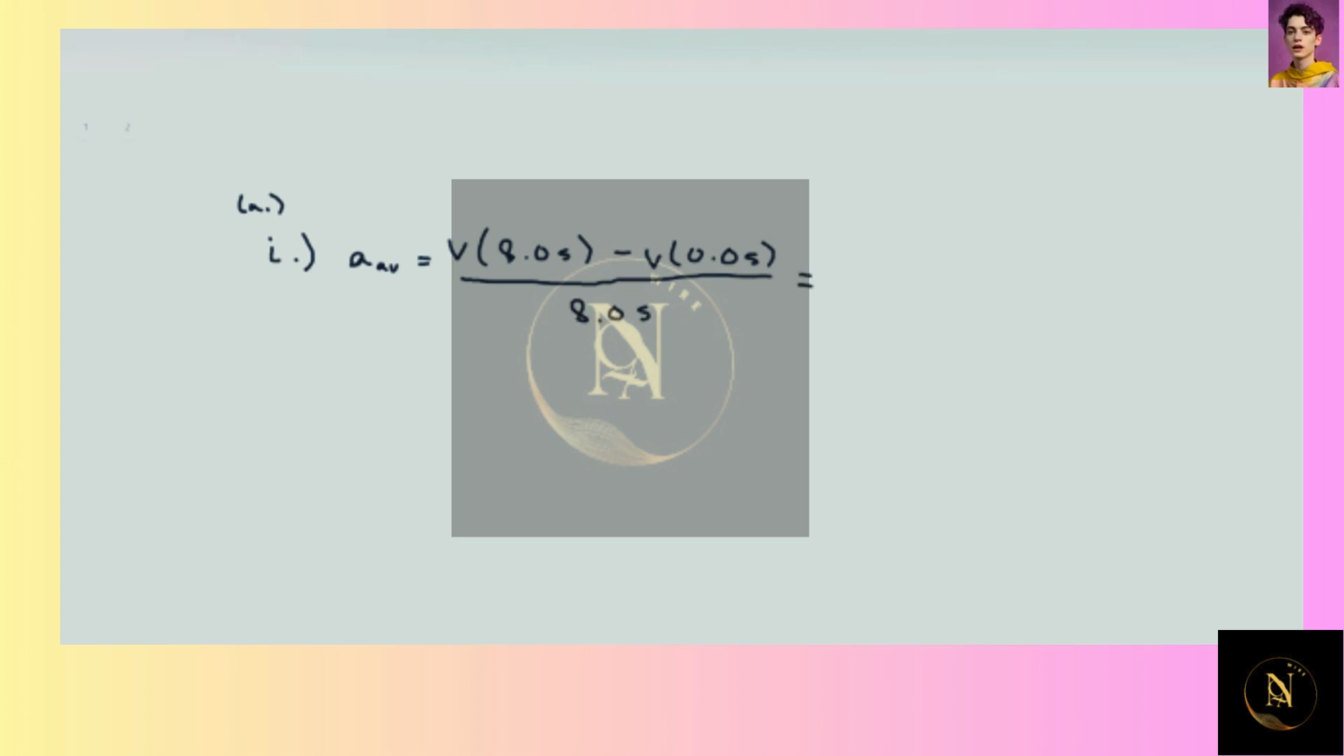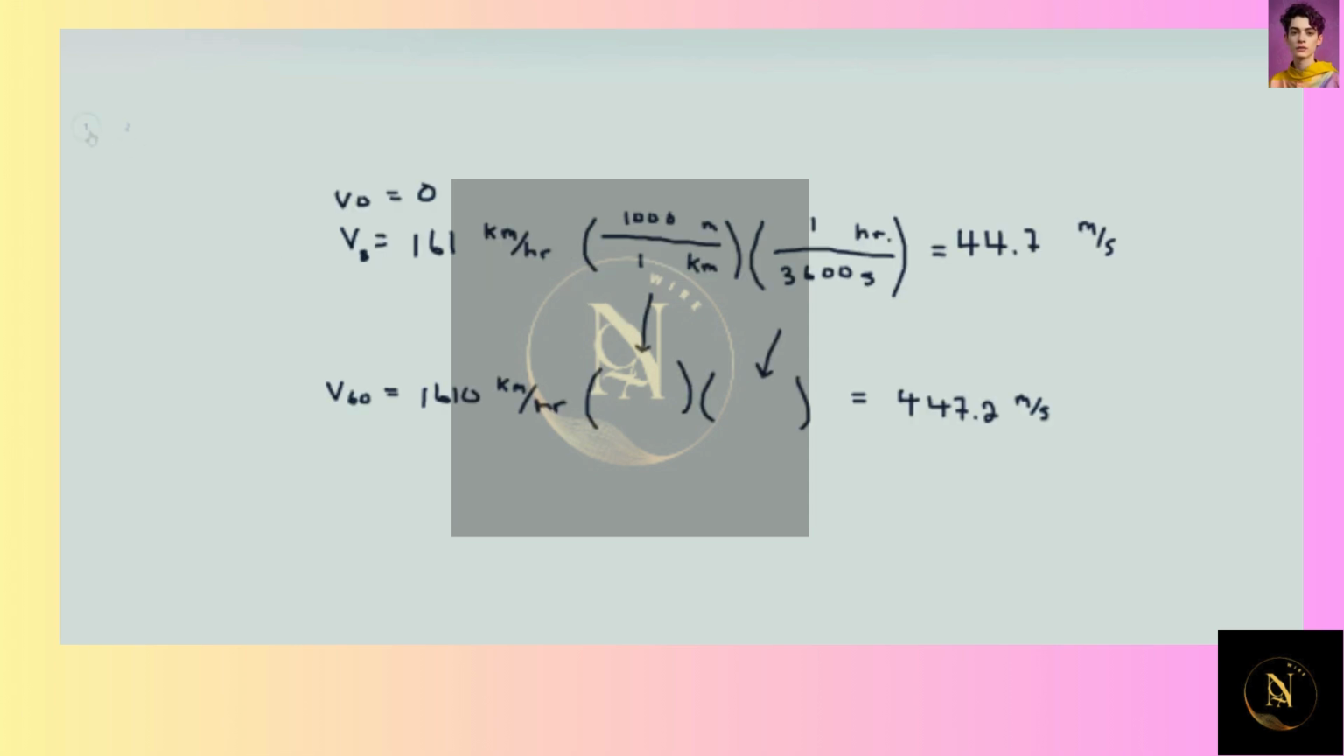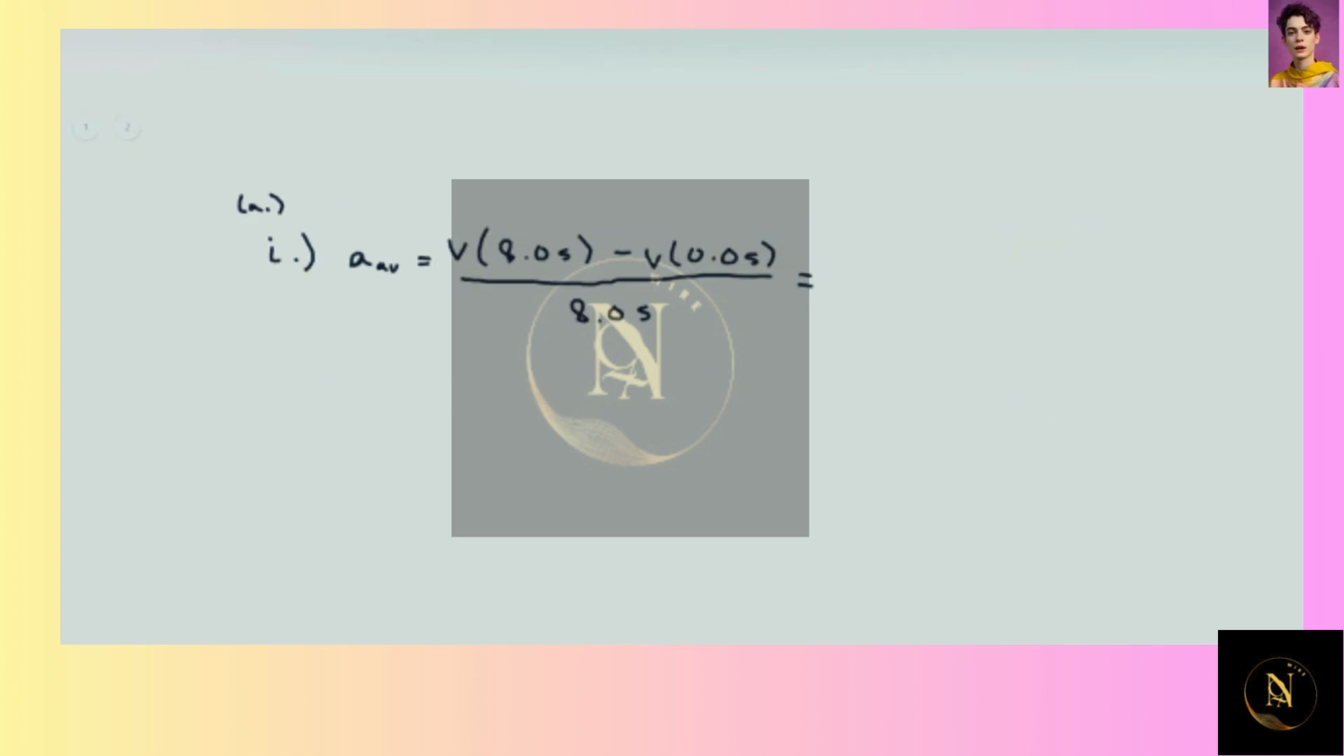Now we found on the previous part what the velocity at 8 seconds was. It is 44.7 meters per second. And so plugging that in, velocity at 0 seconds is just 0. And then we're dividing by 8 seconds, and we get an average acceleration of 5.59 meters per second squared. I know these are the correct units because I made sure to convert the velocities to meters per second before doing the calculation.